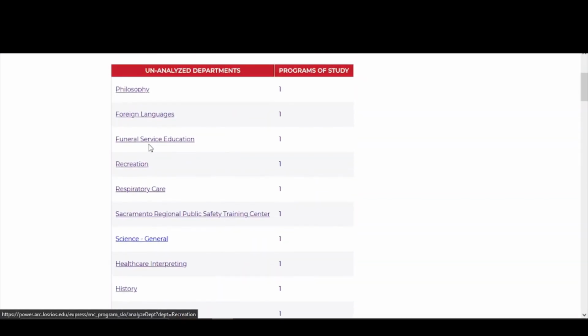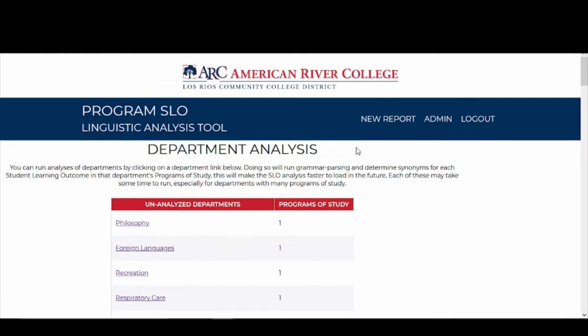So let's say, what is it? Funeral services education. This is going to basically run the grammar ahead of time, since, as I said, it remembers the grammar structure once it's found it, and this just forces it to find it right now and save it for later. As you can see, the grammar parsing is very slow. It can take up to 30 seconds, I think. Not a very good experience for the user of the website.